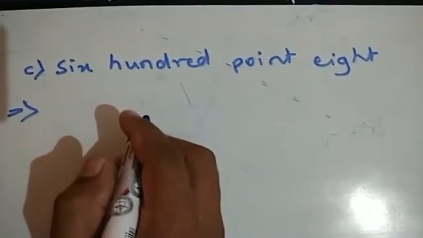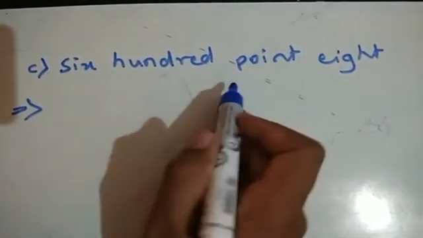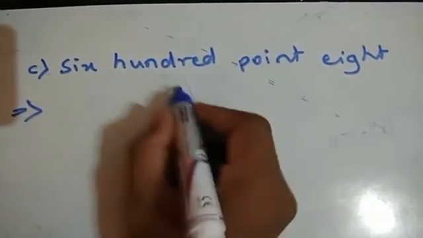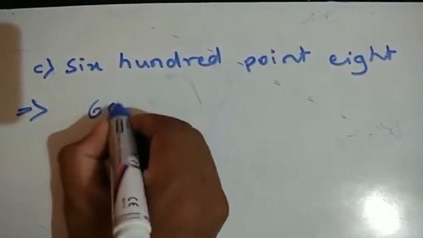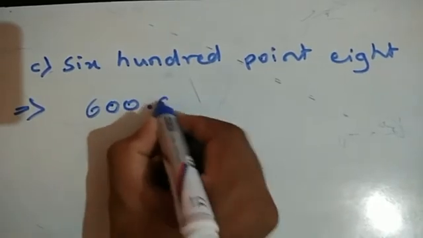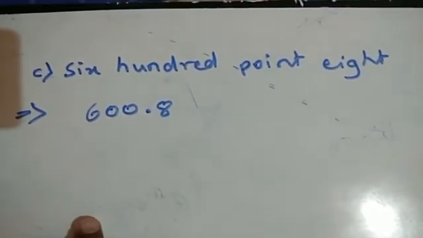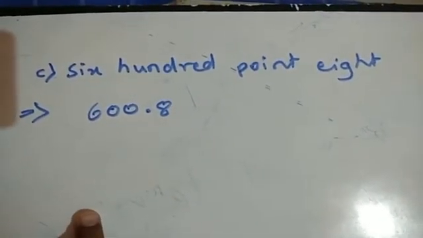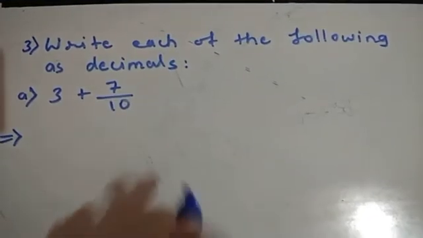See one more example, 600.8. So how to write 600.8? See here, 600.8. In this way we can write some number. Next question is, write each of the following as decimals.